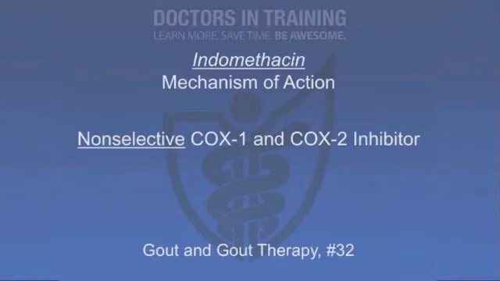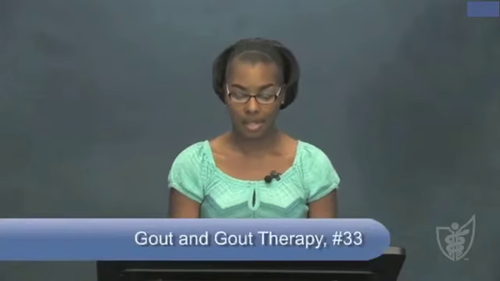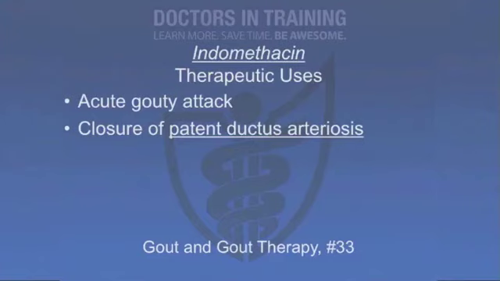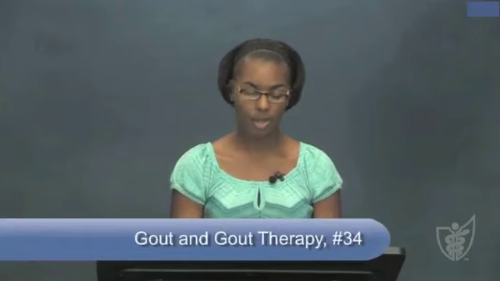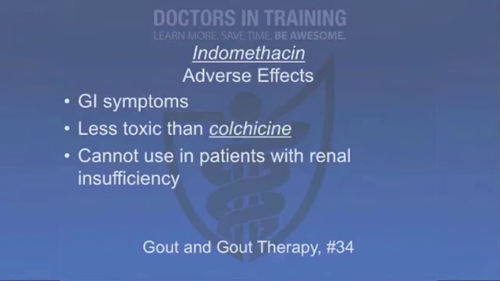So we'll briefly talk about indomethacin. Indomethacin is a non-selective COX-1 and COX-2 inhibitor. It is a type of NSAID. This is actually the drug of choice in acute gouty attacks, and also you can use this for closure of the patent ductus arteriosus. The adverse effects associated with indomethacin, number one, is just basically GI symptoms. It's less toxic than colchicine, but you also can't use this one in patients with renal insufficiency. You really want to stay away from the NSAIDs.